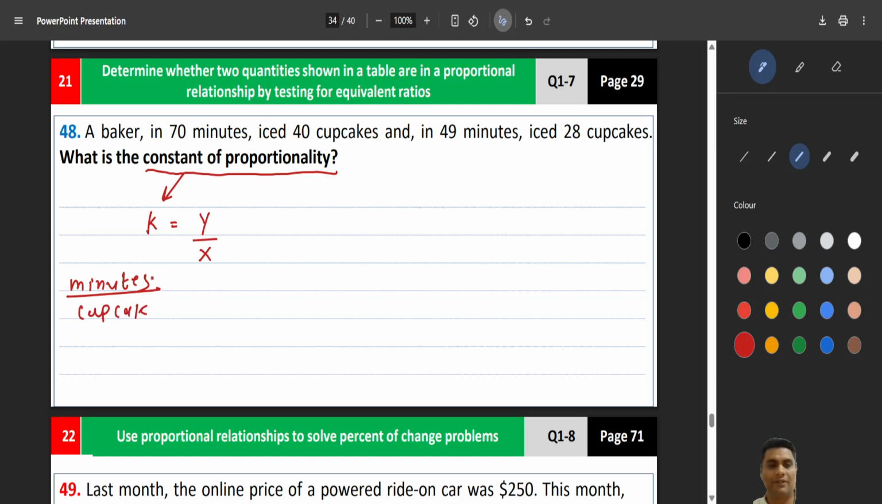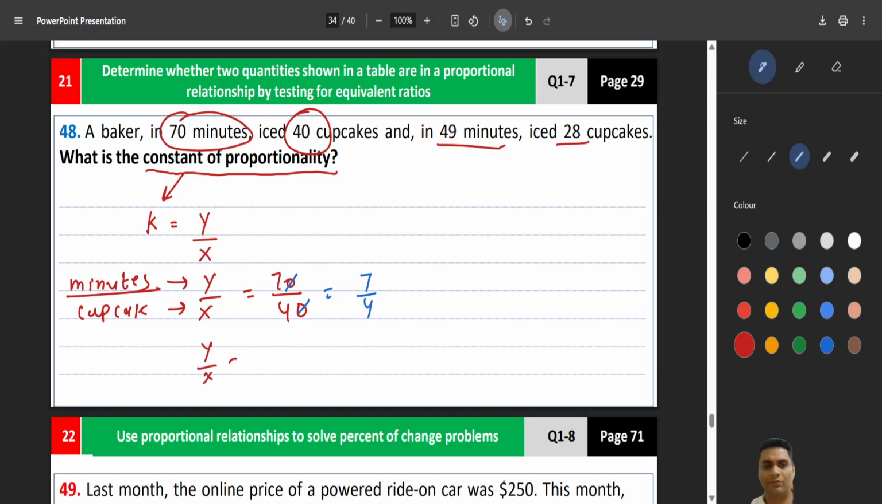So minutes will become the Y and the cupcakes will become the X. So how many minutes given here? 70. And how many cupcakes? 40. Check, 0 in the last, finished. So this will become how much? 7/4. Let us check this with the other one also. 49 minutes and 28 cupcakes.